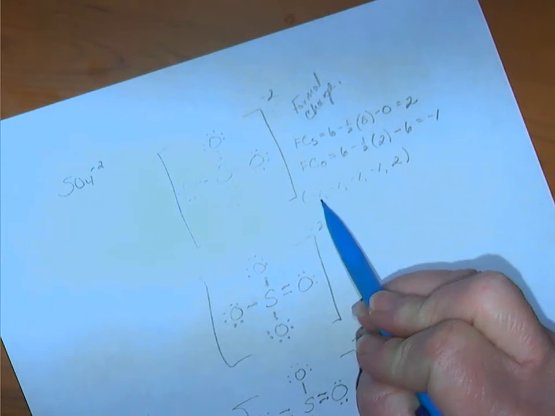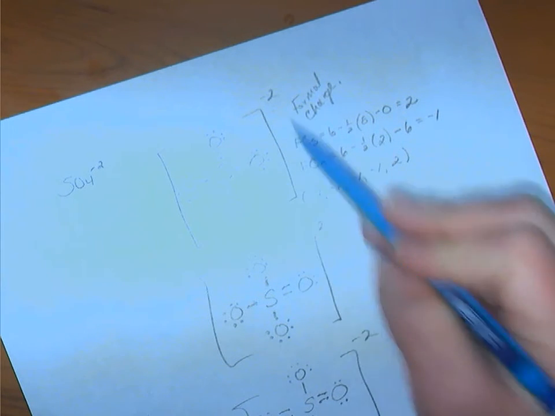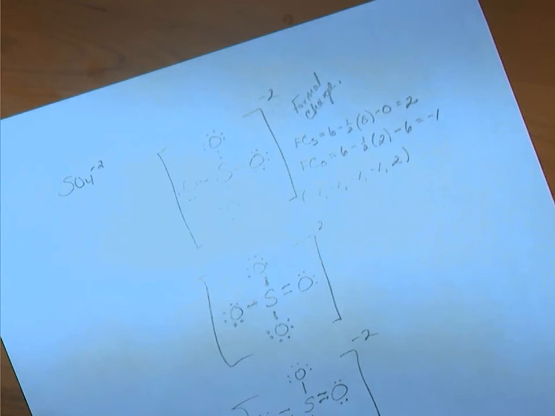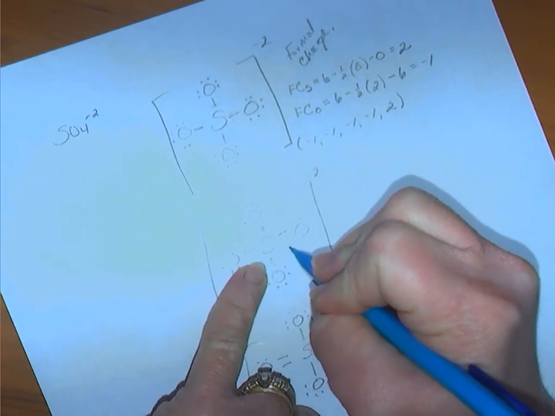But here, they should equal -2 because we have an abundance of 2 electrons in our structure. So let's dig into this one. Okay, this sulfur is bonded differently than that one.